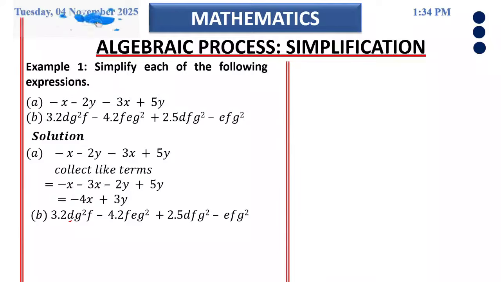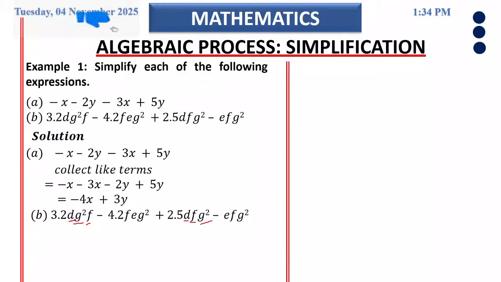For instance, we have d here, we have d here. We have f here, we have f there. We have g square here, we have g square here. So that makes this and this like terms. Okay, so in some cases they might decide to confuse you by not arranging them the same way, even though in the course of your solving, you should arrange them the same way.